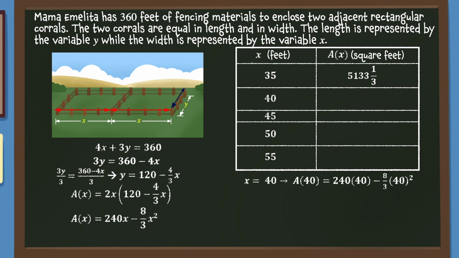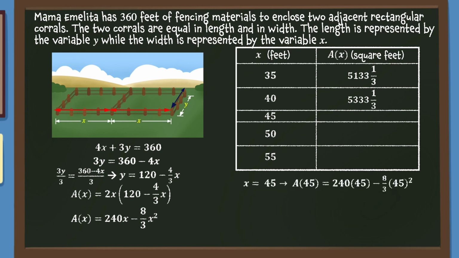When x is 40, A of 40 must be equal to 240 times 40 minus 8/3 of the square of 40. A of 40 must be equal to 9,600 minus 12,800 over 3. And therefore, A of 40 is equal to 5,333 and 1/3. Hence, when the width of each corral is 40 feet, the total area of the corrals is 5,333 and 1/3 square feet.